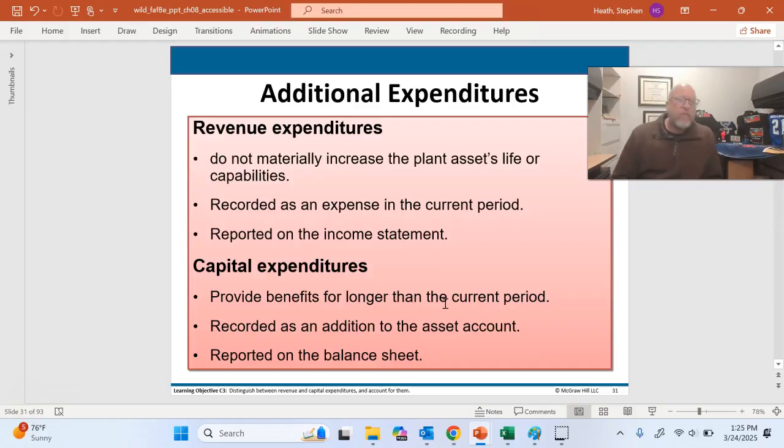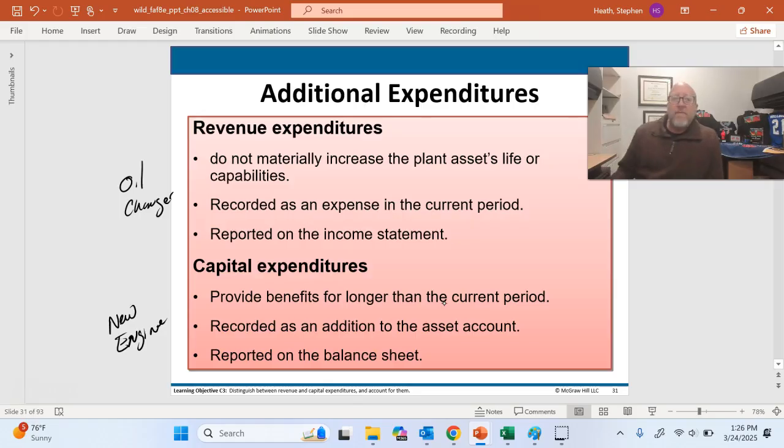If we're thinking about a vehicle, I think of revenue expenditures as oil changes, right? An oil change isn't necessarily going to extend the useful life of a vehicle. It's just something that we have to do as a necessary evil. And capital expenditures would be like a new engine. If I put a new engine in my vehicle, theoretically it's going to extend the useful life of the vehicle. If I put a brand new engine in, it's going to run me another, hopefully, 200,000 miles.